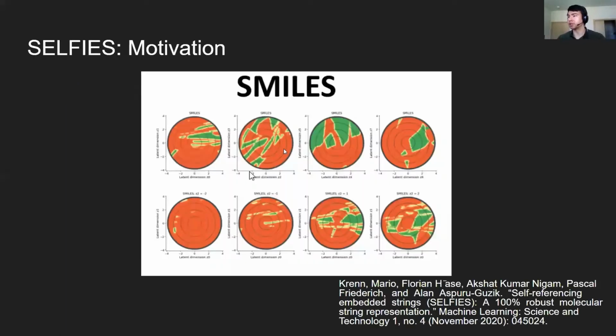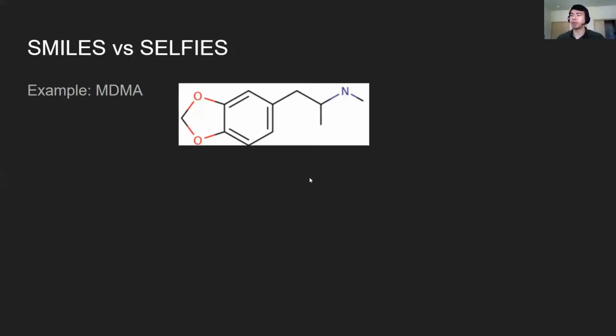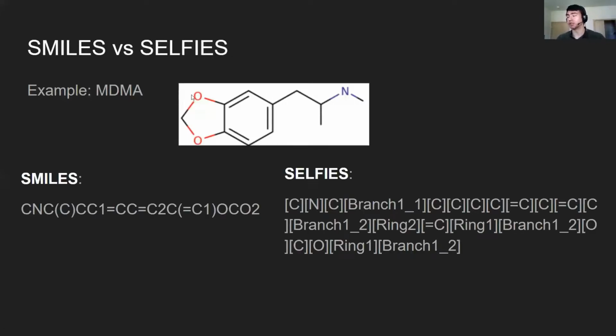So let's look at a visualization of the SMILES latent space. Red is invalid molecules. Clearly, that's not very useful. So MDMA is an example, which is a drug-like molecule. The SMILES string looks like this. SELFIES is maybe longer and a little less readable, but still pretty readable. And notice that the tokens are multiple characters, so we'll address that later.